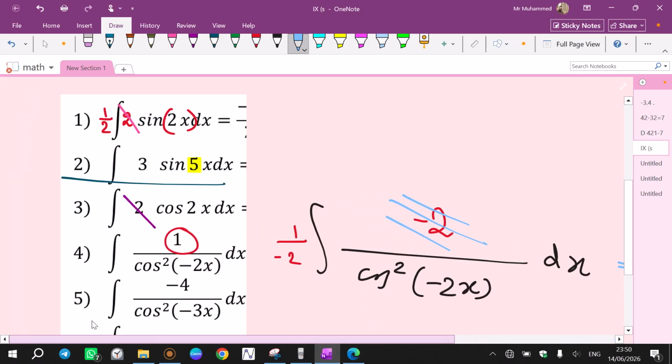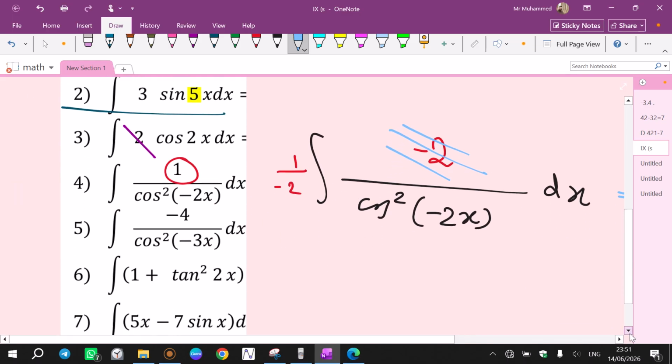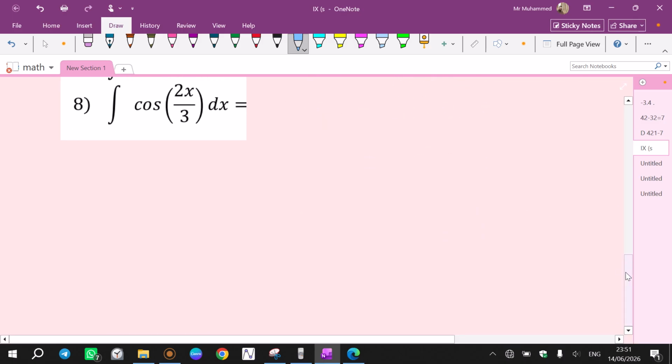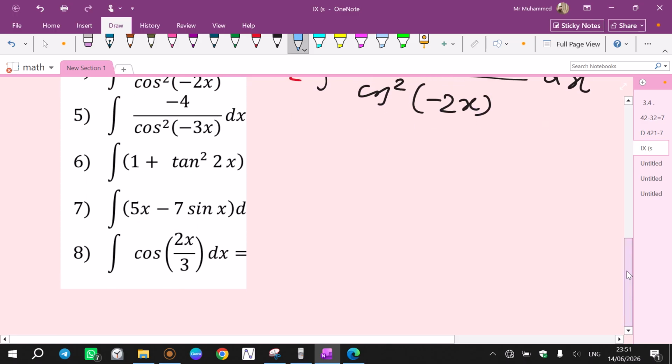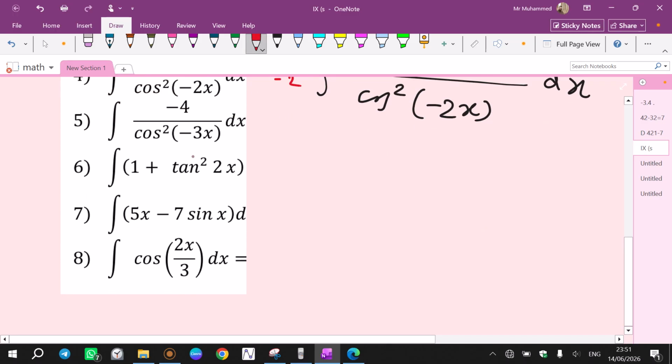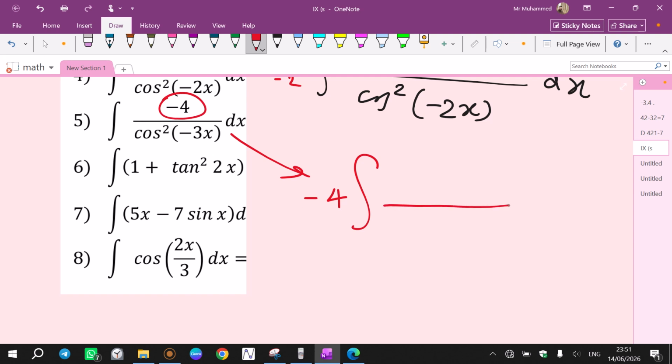Another example is question 5. Negative 4 over cosine squared negative 3x. Derivative of inside is negative 3, so I can take the 4 outside, only the 4. Integral, the negative stays. Okay? Or if it feels confusing, take the whole negative outside, it's okay. Derivative of inside is negative 3x. The negative 3x, the derivative is just negative 3.